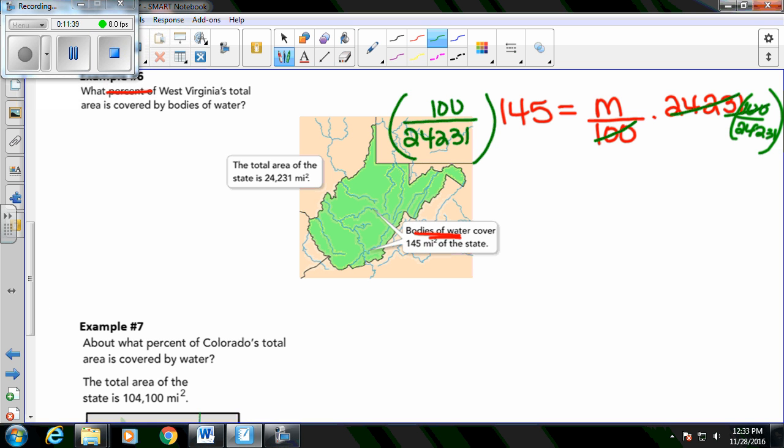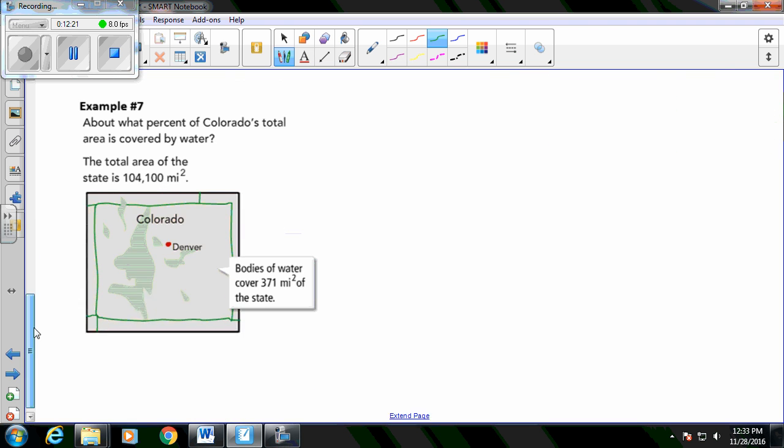This cancels, this cancels. When I do 145 times 100, order of operations, I get 14,500. And then I have to divide by 24,231, which gives me approximately 0.6, and that is a percent, so we need 0.6%. I'm not moving it over because the m was over 100, so I have to put that percent on. So try question 7 for me. It's very similar to question 6, and we'll come back.